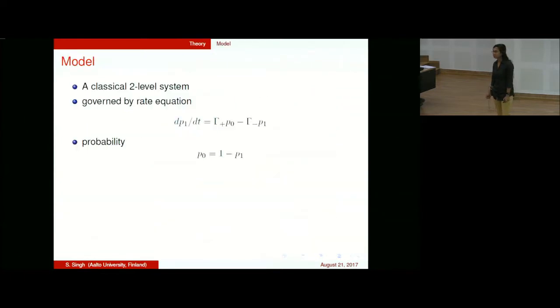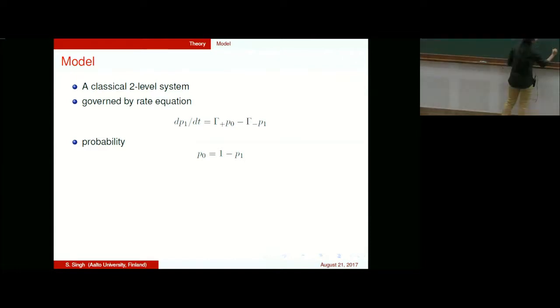For explaining the theory, we consider this model in which we have a classical two-level system. Since it's a two-level system, the summation of the probability of being in either the first or the second state is 1 all the time. So it's given by this, and then the rate equation is governed by this one. Let me try to explain it a bit.